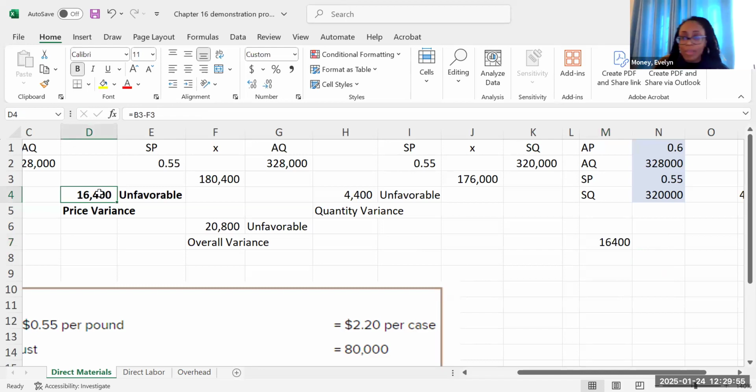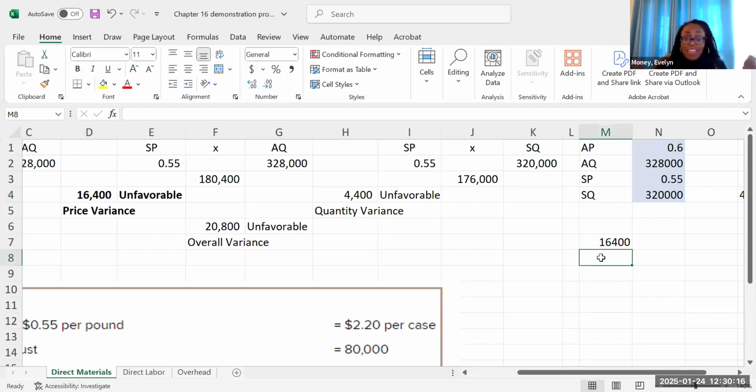So do you have to populate the entire table? No, as long as you know what it is that you are trying to find. The common denominator when you're trying to find the price variance is actual quantity. You're taking the difference between actual price and standard price and then multiplying it by actual quantity.